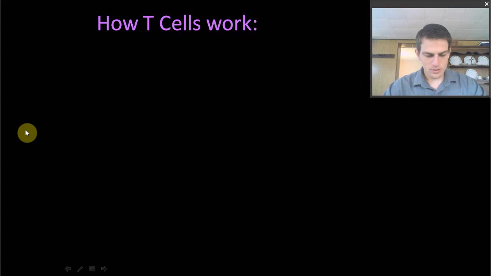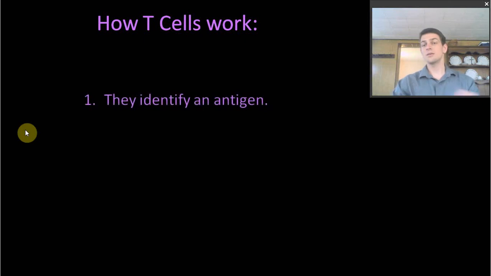So, T cells are a type of white blood cell. Your body has thousands of different kinds of T cells in it, and they're each looking for a very specific antigen. So, your body just makes tons of them. You might have only a few floating around your body for any given antigen.